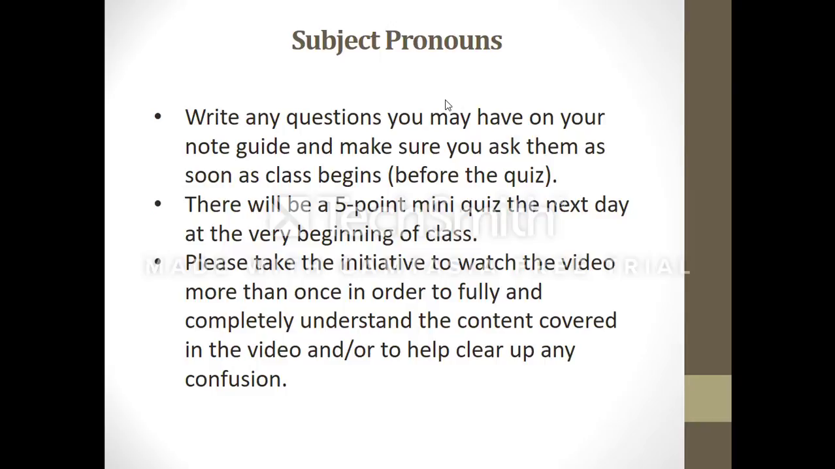All right. For part F of your note guide, it asks you to write down any questions you may have after watching the video. I'll expect you to ask your questions quickly when you come into class the next day so that we can address any of those questions and take our flipped mini quiz as soon as those questions have been addressed, okay? So here on the screen it says to write any questions you may have on your note guide and make sure you ask them as soon as class begins before the quiz. There will be a 5-point mini quiz the next day at the very beginning of class. And please take the initiative to watch the video more than once in order to fully and completely understand the content covered in the video and or to help clear up any confusion.